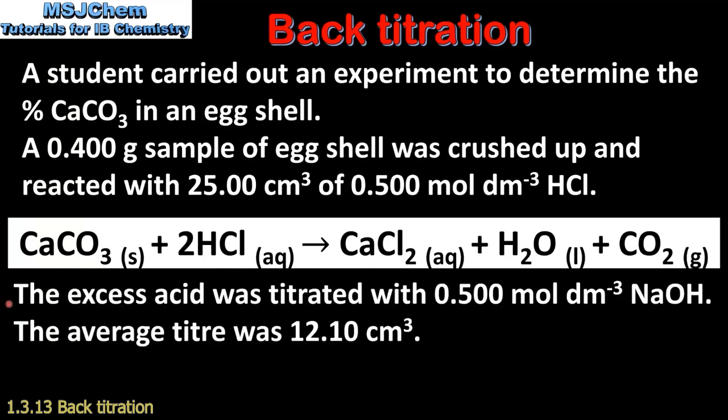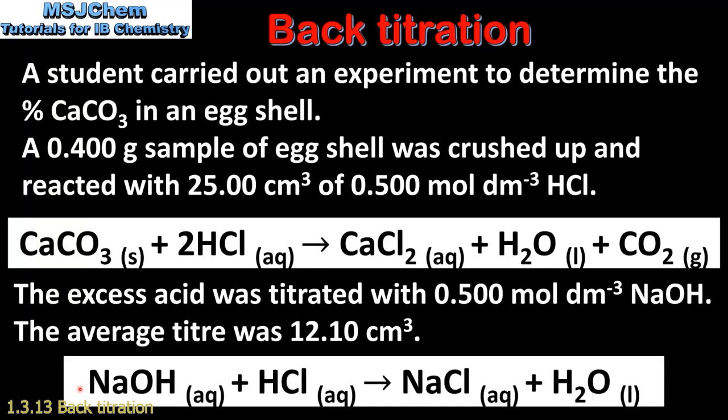Next, the excess acid was titrated with 0.5 mole per decimeter cubed sodium hydroxide. The average titer was 12.10 centimeters cubed. And here we have the reaction between sodium hydroxide and hydrochloric acid. The products of the reaction are sodium chloride and water.